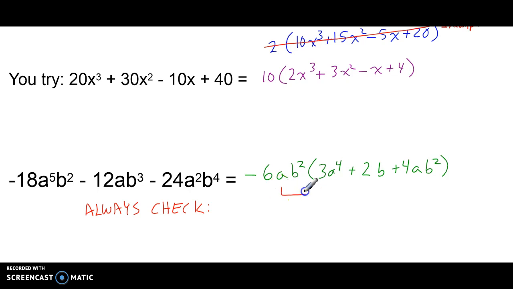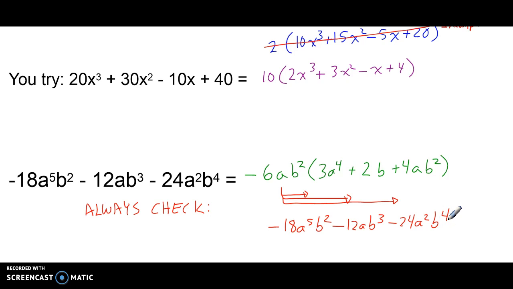The checking here is to distribute the 6ab squared back into all three of these. So negative 6ab squared times 3a to the 4th, you get negative 18a to the 5th b squared. Negative 6ab squared times 2b is negative 12ab to the 3rd. And negative 6ab squared times 4ab squared is negative 24a squared b to the 4th. Does that match the original polynomial? It sure does. Then we factored correctly. So it's very easy to check. Don't ever allow yourself to have a wrong answer on a factoring problem.